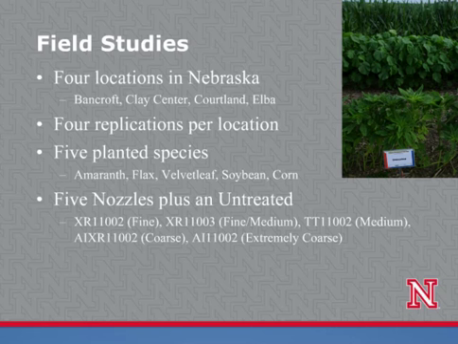In 2011, at the Soybean Management Field Days, we conducted field studies at each of the four locations you see on the slide: Bancroft, Clay Center, Cortland, and Elba. At those sites, we planted five different species, some of which can be seen in the picture to the right. We planted an amaranth, this was a grain-type amaranth, flax, velvet leaf, non-Roundup Ready soybean, and non-Roundup Ready corn. Across that, we would spray one of five different nozzles with one of several different products. Each of these applications were made in four replications at each site.